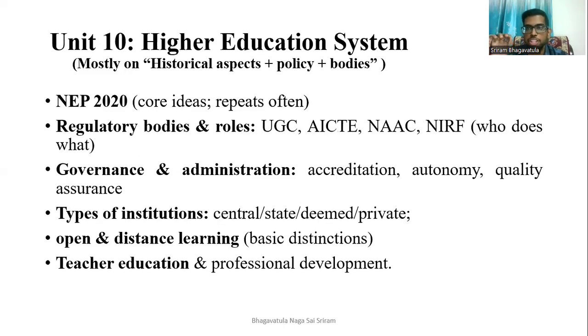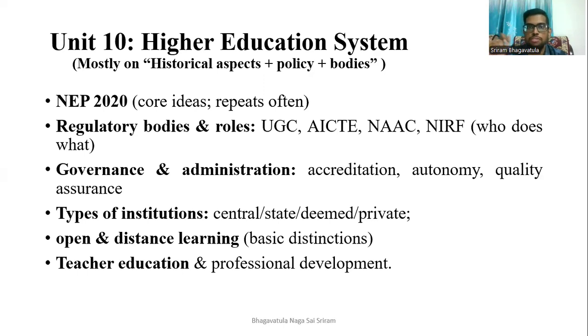Unit 10, higher education system, is mostly based on historical aspects plus policy plus bodies. The important concept here is NEP 2020, as we are mentioning: what is the core idea behind this? This is a mostly repeated concept, so you need to have a complete understanding of NEP 2020, whether it is feasible, or whatever kind of thing. Next one is regulatory bodies and their roles.